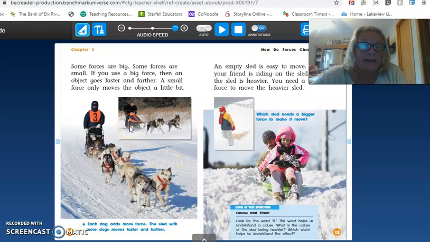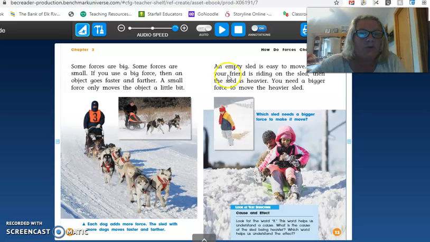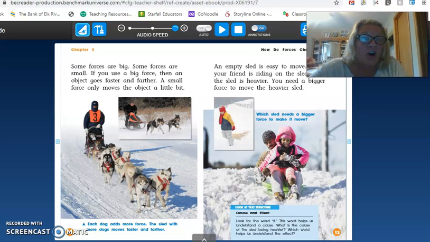Some forces are big. Some forces are small. If you use a big force, then an object goes faster and farther. A small force only moves the object a little bit. An empty sled is easy to move. If your friend is riding on the sled, then the sled is heavier and it's harder to move. You need a bigger force to move a heavier sled.